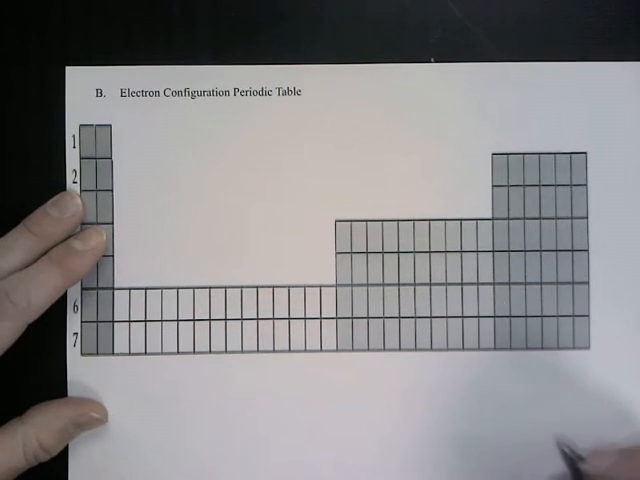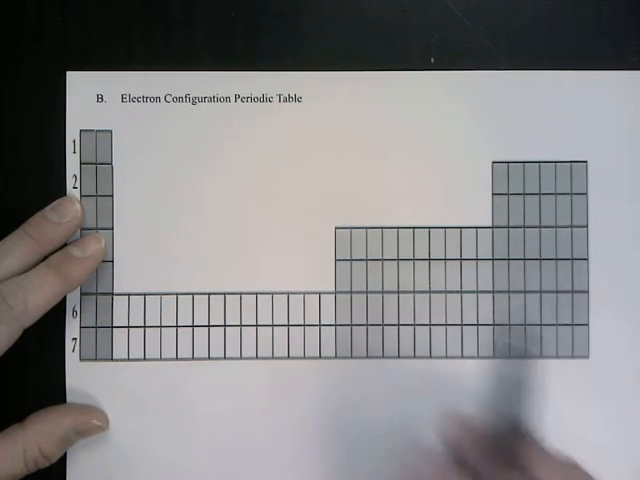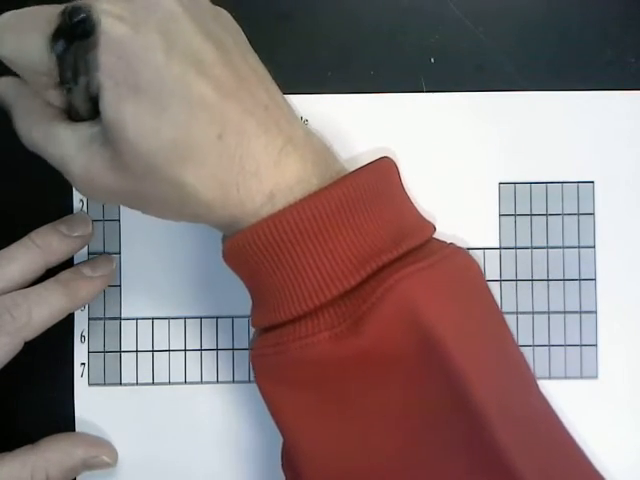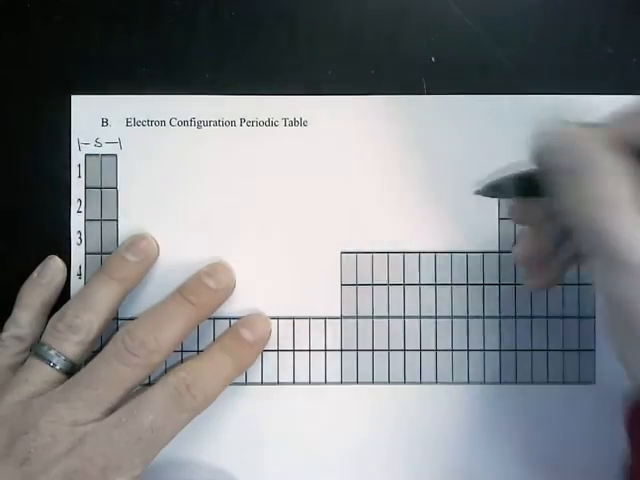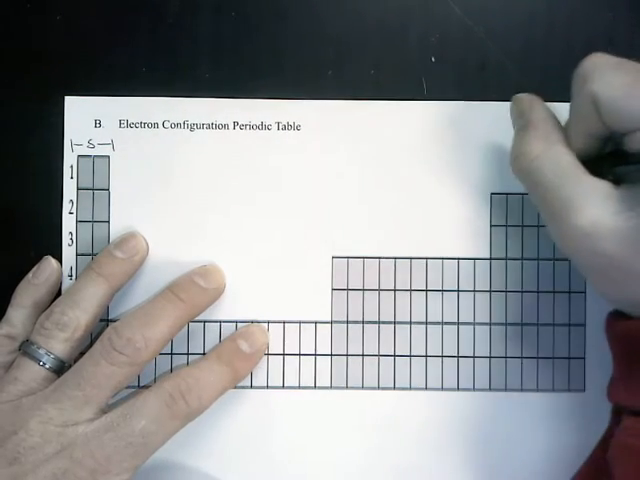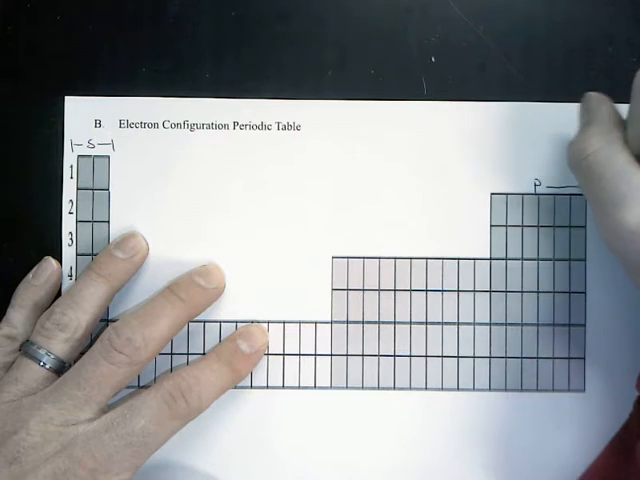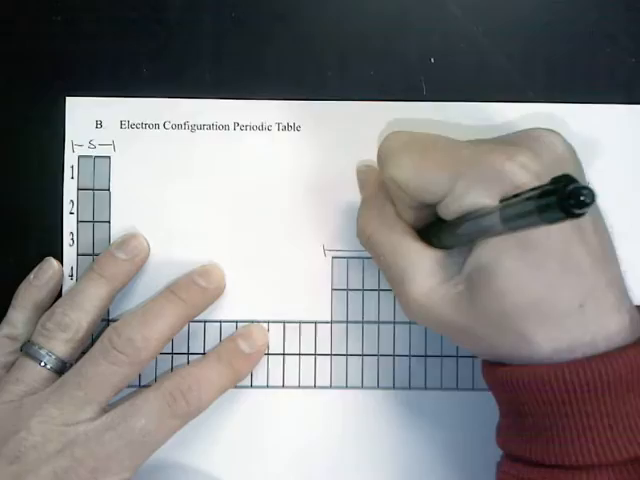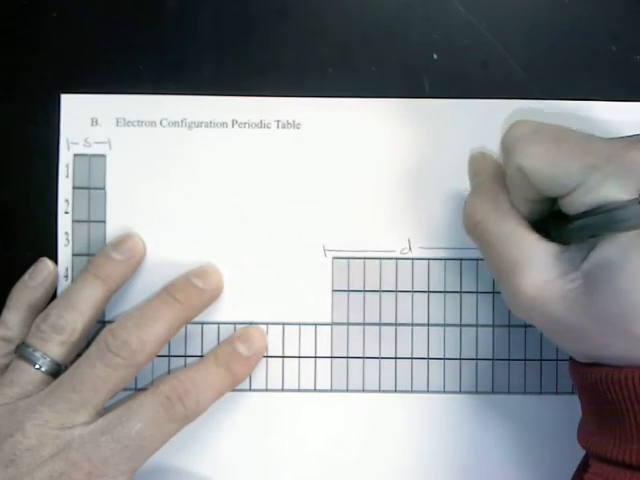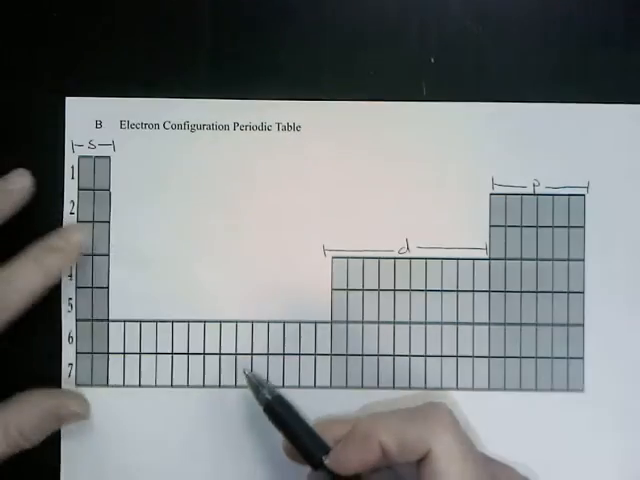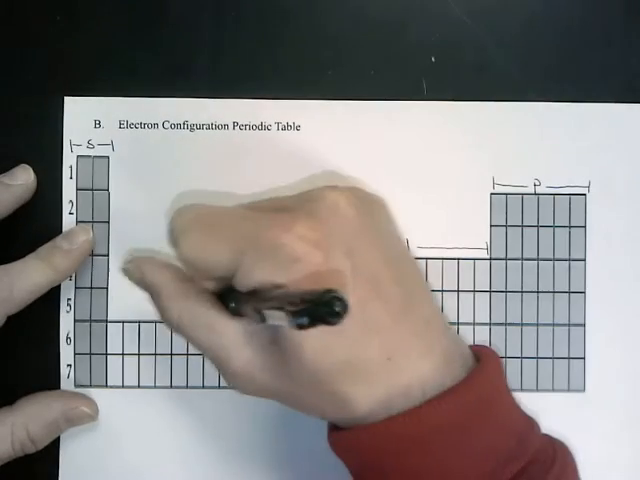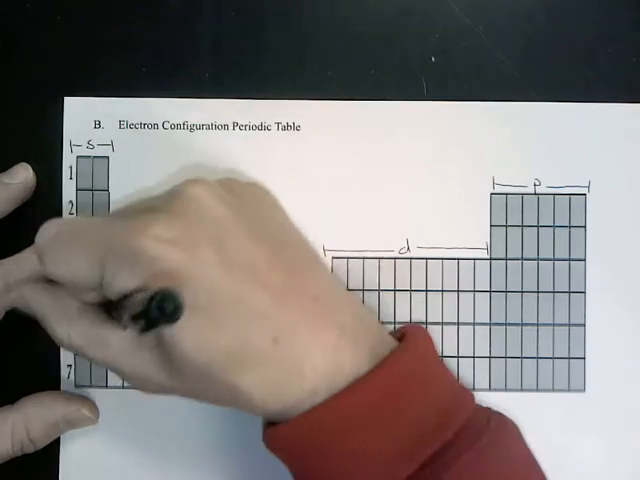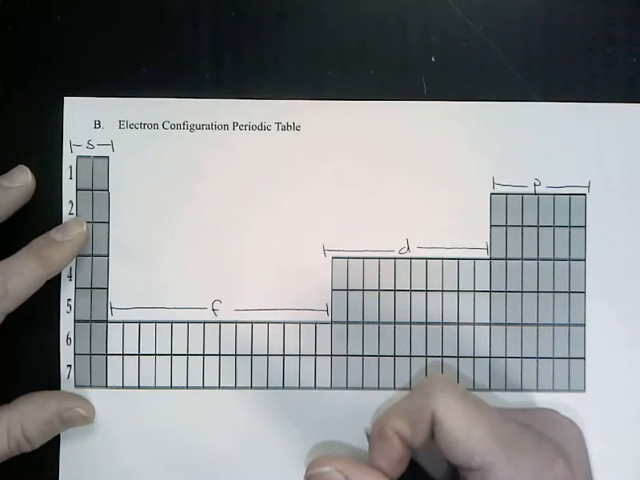What we have here are four different blocks of the periodic table. This first block, consisting of two columns, is known as the S block. Over here on the right-hand side, these six columns are known as the P block. The ten columns here are known as the D block, and down here where we inserted the inner transition metals, this is known as the F block. Now each and every electron gets a certain designation.